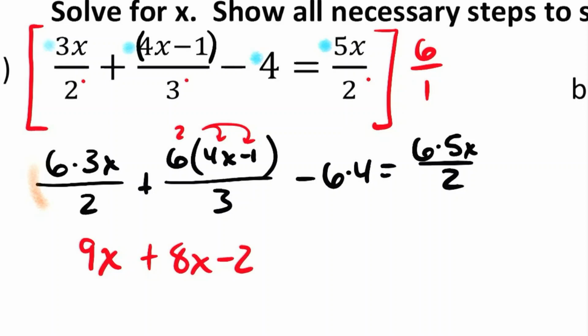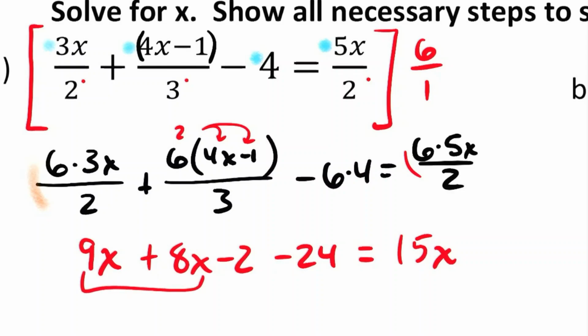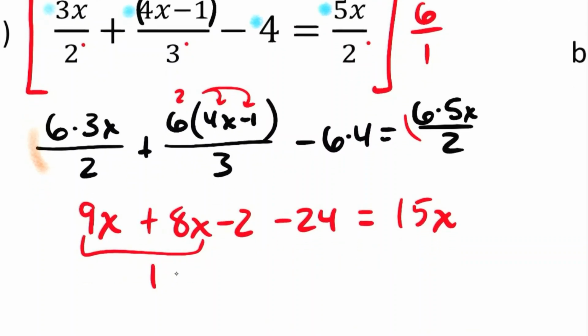The next thing that we're going to have here is 6 times 4. This is going to be a negative 24. And then finally on the other side, 6 divided by 2 is 3. So this is going to be 3 times 5x, which is 15x. So no fractions. These two together are going to make 17x. If I combine negative 2 and negative 24, there's a negative 26. And on the other side, there's a 15x.